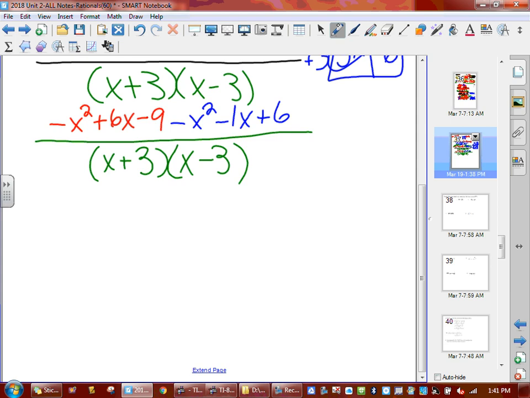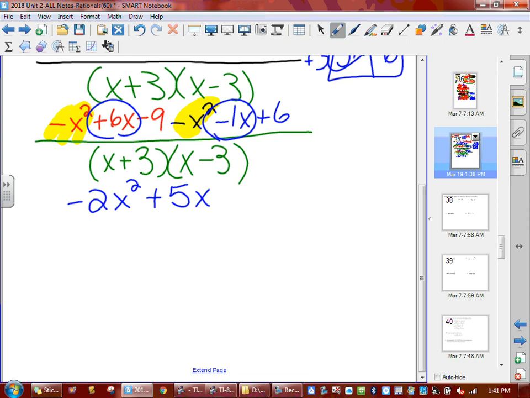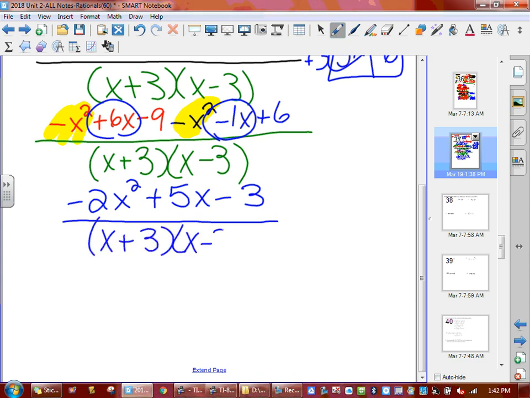Like terms on top: we're going to add the x squareds together, so we're going to get negative 2x squared. How many x's do I have? Positive 5 x's, because you have a positive 6 and a negative 1. Now we're going to add the digits. Negative 9 plus 6 is a minus 3. All on top of (x plus 3)(x minus 3).